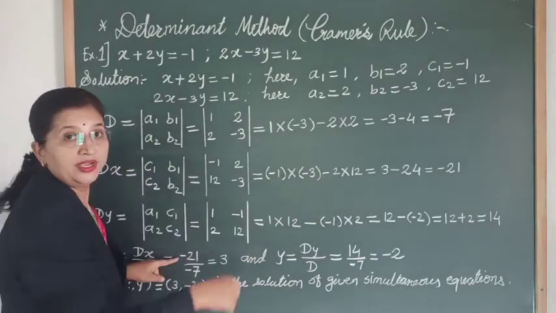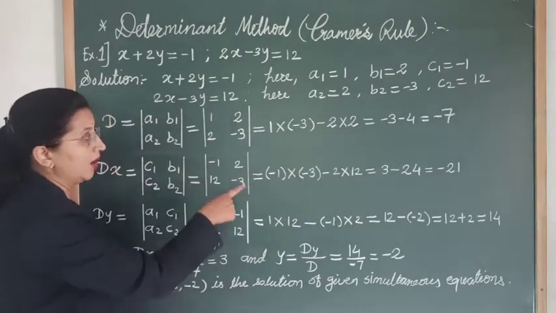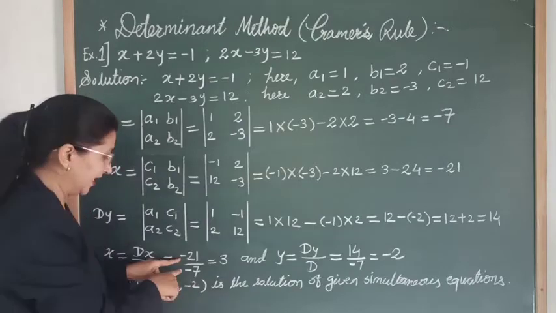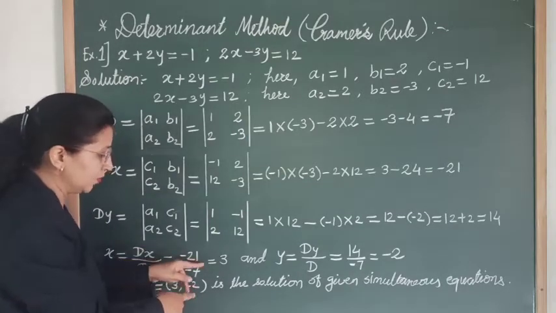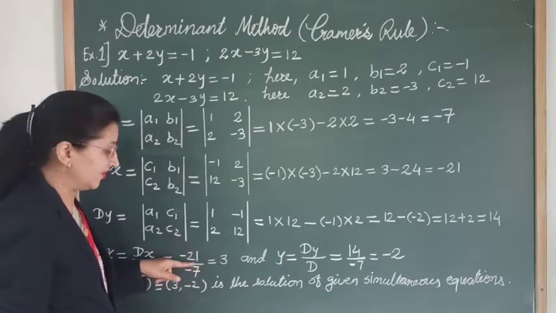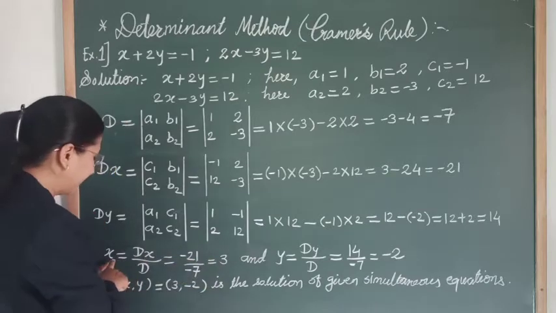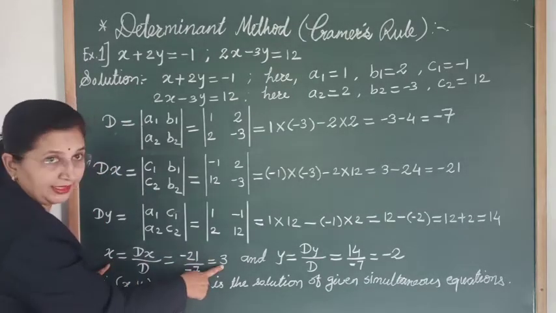Dx is negative 21. And what is the value of d? That is negative 7. Division of same sign is positive. 7 1s are 7, 7 3s are 21. So in this way we got the value of x as 3.